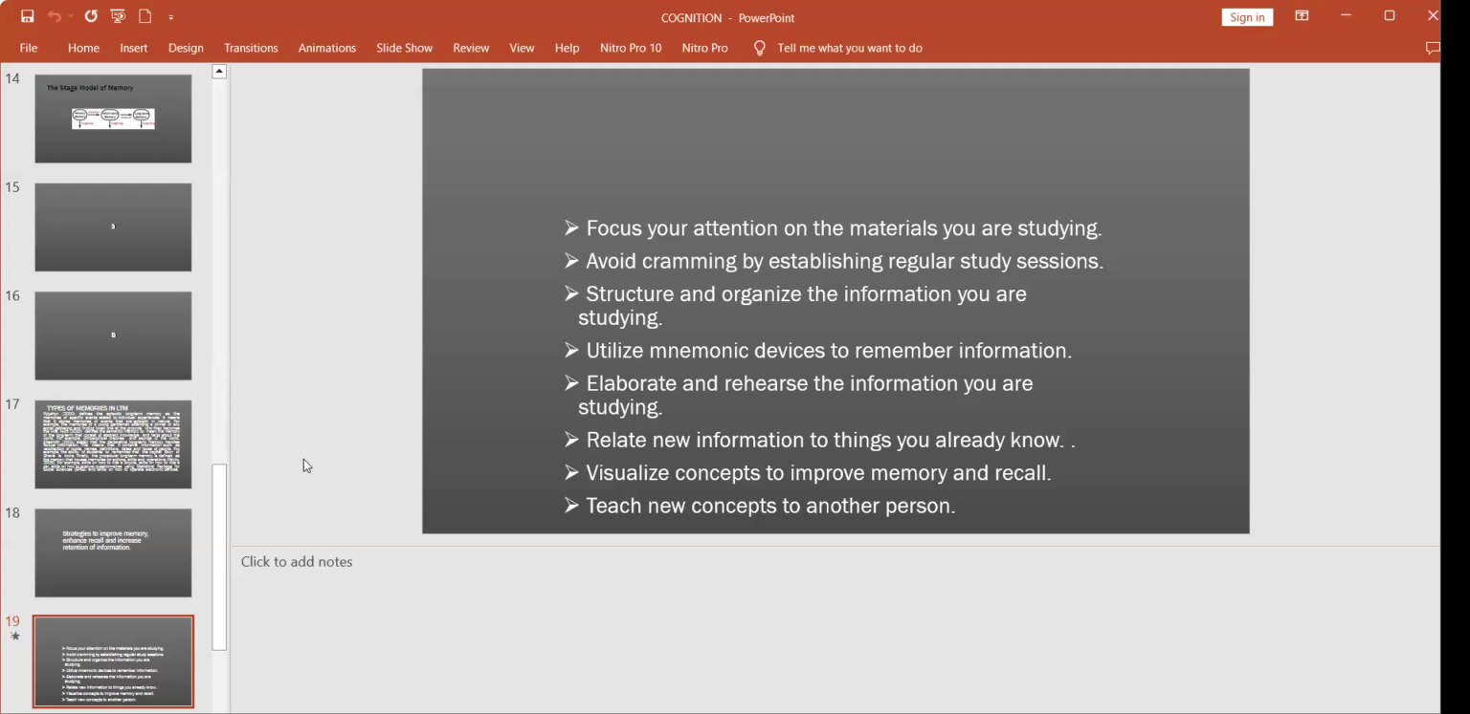Visualize concepts to improve memory and recall. So transfer of information, mapping, drawing, they are very useful for your students. When you ask them to read the passage and transfer this information into a grid, this is visualization. Okay, draw it. It's visualization and it supports memory.